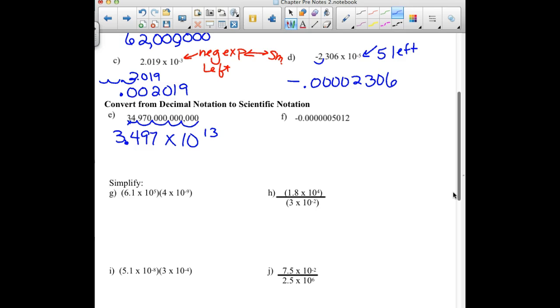Here we have a very small number, so when we convert this, we are going to have times 10 to a negative value. We also have a negative out front, and if we only have one digit before the decimal, we need it after this 5. So 5.012. And then how many spaces do we move? 1, 2, 3, 4, 5, 6, 7. So it would be times 10 to the negative 7.